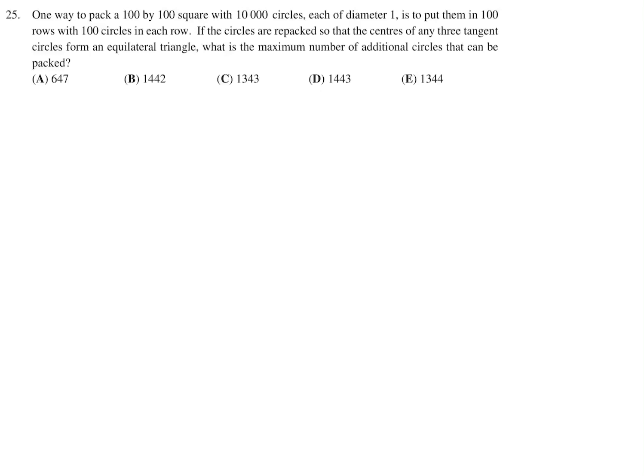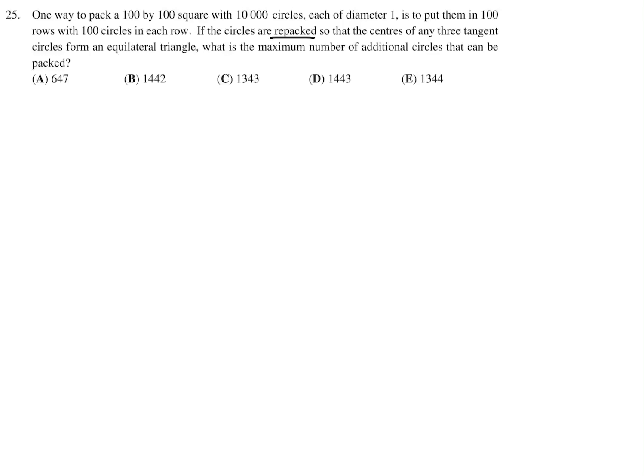One way to pack a 100 by 100 square with 10,000 circles, each of diameter 1, is to put them in 100 rows with 100 circles in each row. If the circles are repacked so that the centers of any 3 tangent circles form an equilateral triangle, what is the maximum number of additional circles that can be packed? All right, so let's not worry about the repacking. Let's just worry about how they initially packed it.